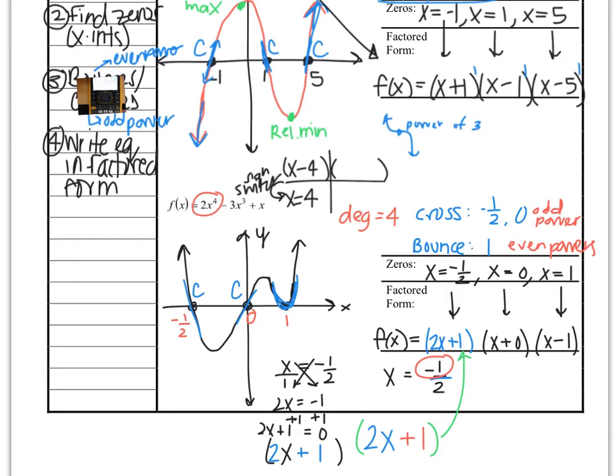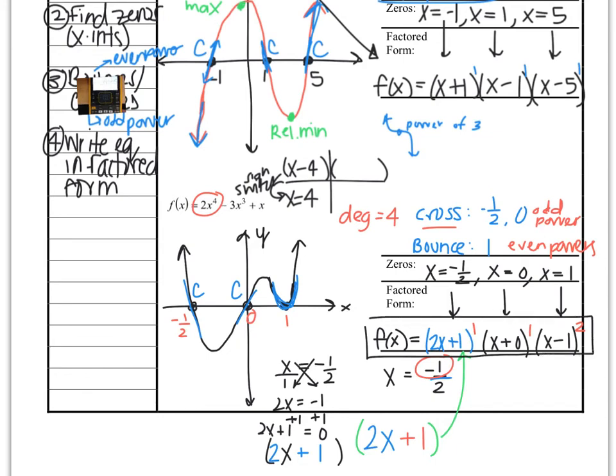So the negative 1/2 that turned into the 2x plus 1 is an odd power of 1 because it crosses in a linear fashion. The x plus 0, again, odd power because it crosses, so it's a power of 1. And then the bounce means that we have to have an even power, so that must be a power of 2, because remember, in general or in total, this exponent of 1, 1, and 2 must total up to the degree of 4. And it does, so we have done it correctly. So this does become our answer.